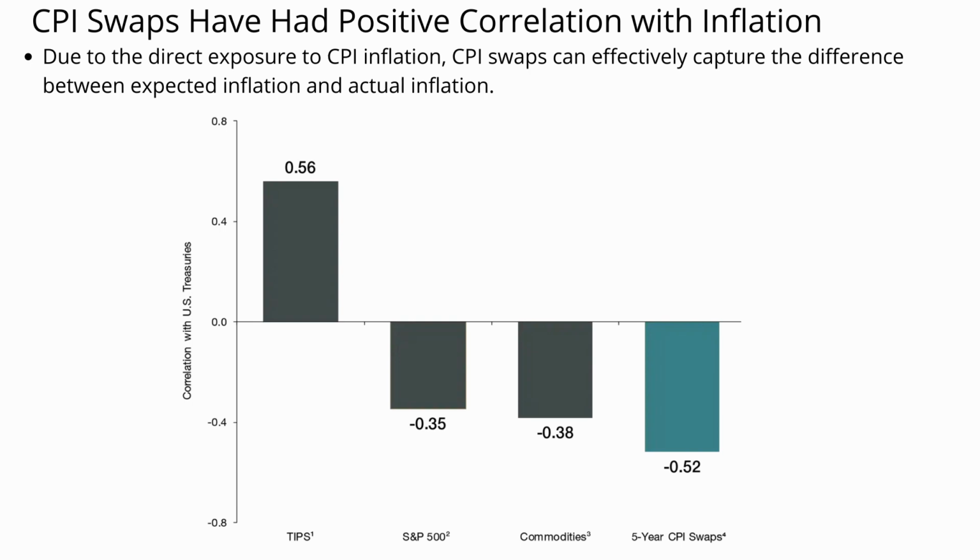in a swap, right? Because of the direct exposure to CPI inflation, CPI swaps can effectively capture the difference between expected inflation and actual inflation. This is what we were talking about before. The difference between expected inflation and actual inflation can be costly to an investor if the market is not pricing the actual difference, because as expected inflation goes up, it tends that actual inflation also goes up. But there could also be a mismatch there, and that could be severely costly for investors.